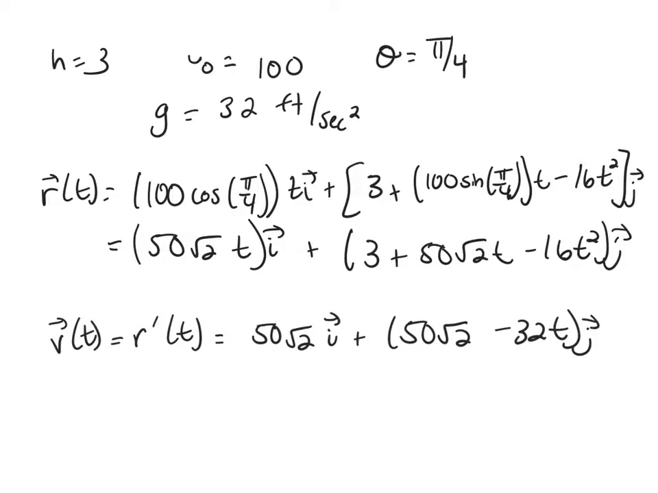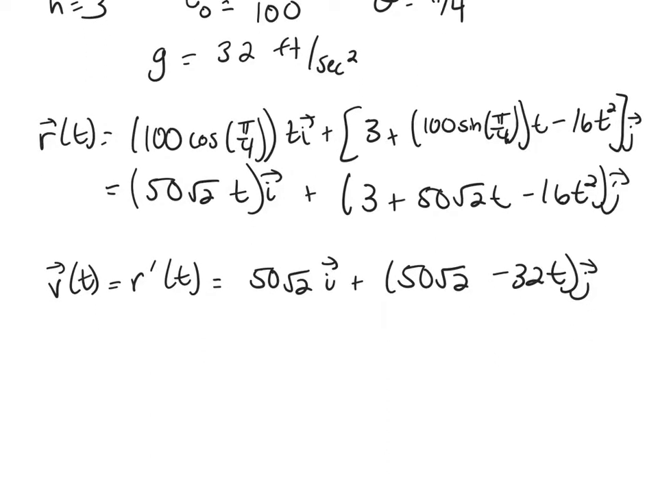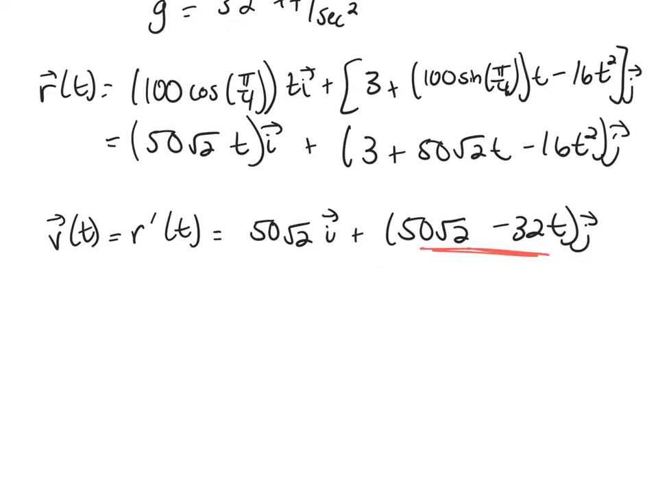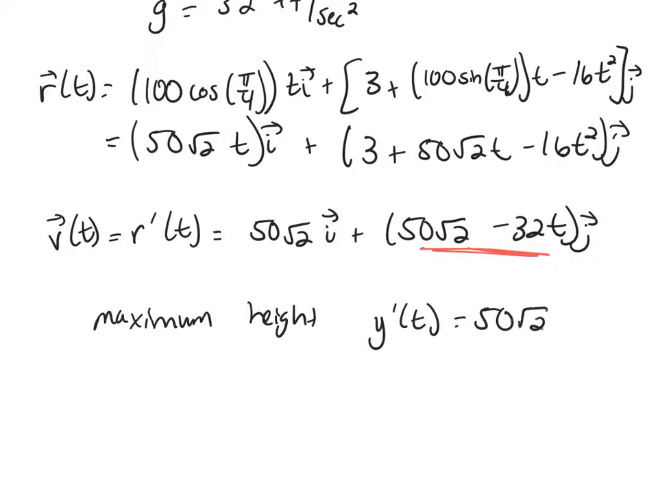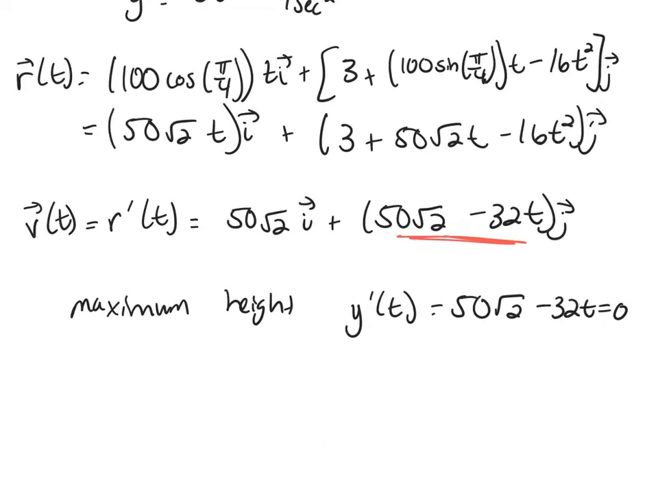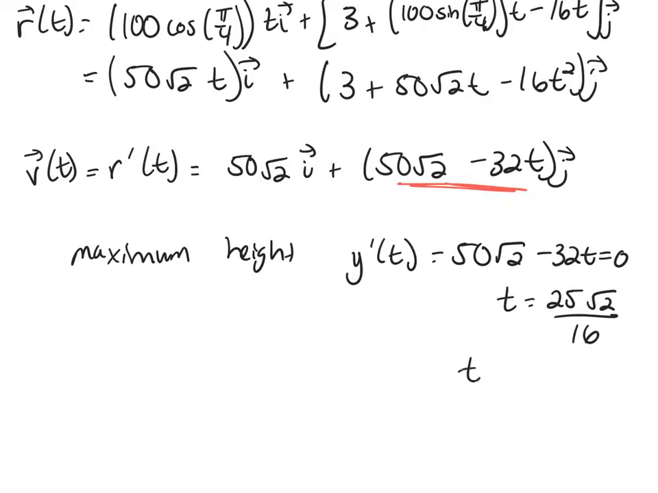Now I want to know the maximum height, which means I need to look at my y-coordinate here. So to get the maximum height, you set your y prime that we found, which was 50 square root of 2 minus 32t, equal to 0 and solve for t. So if you solve for t here, you'll get 25 square roots of 2 over 16. And if you need a decimal approximation, t is approximately 2.21 seconds.